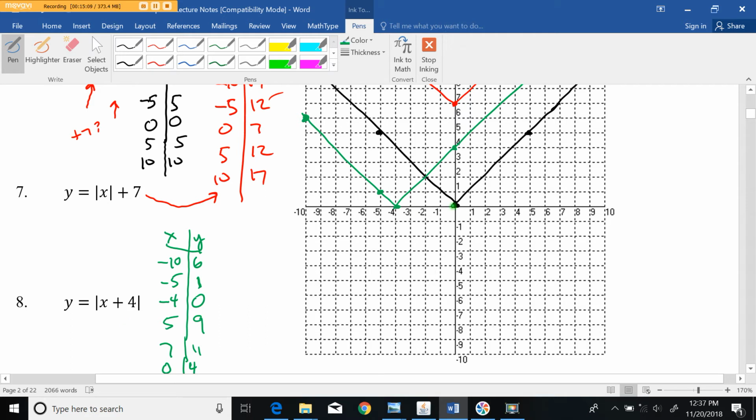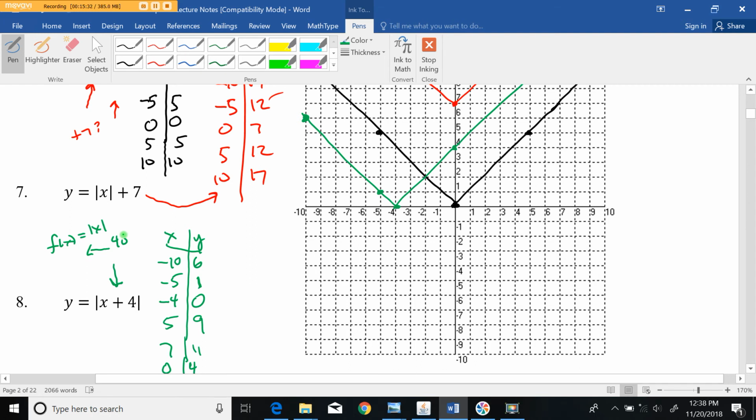Notice that that took this point and moved it to the left 4 units. It took this point, moved it to the left 4 units. Took this point, moved it to the left 4 units. So the pattern here is that that plus 4 had the effect of moving the graph f of x equals absolute value of x to the left by 4 units. And again, we'll talk more about that later on here in the notes.